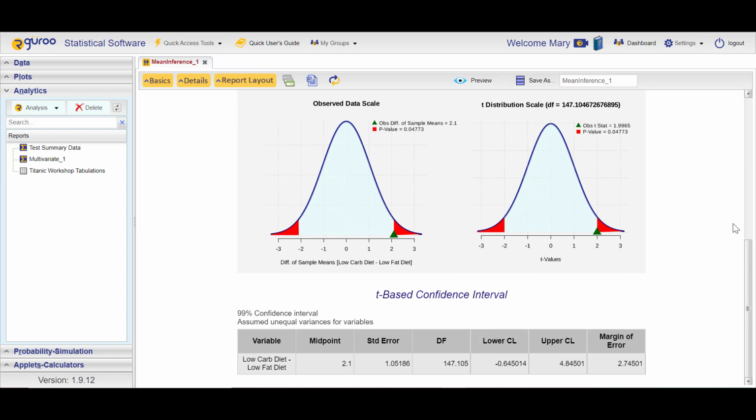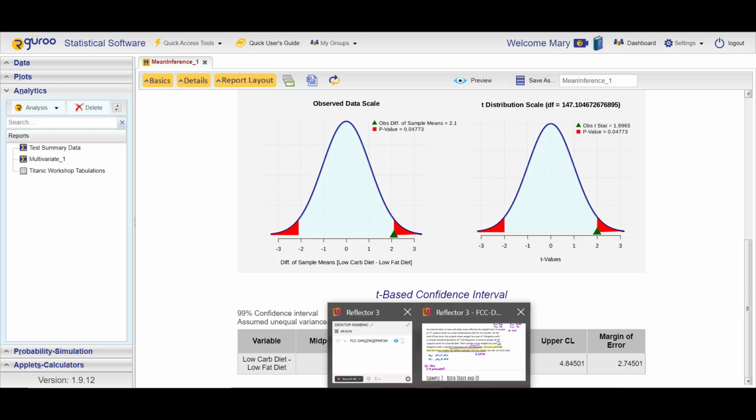Okay, so let me go ahead and write real quick. Let me write down the confidence interval. This is 99%, and it is negative 0.645 and 4.845. So I'm going to write that down for later. All right, so let me go back to my screen where I was writing so that you can see that.